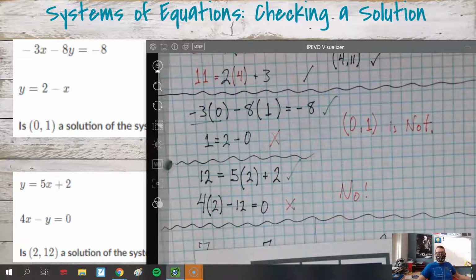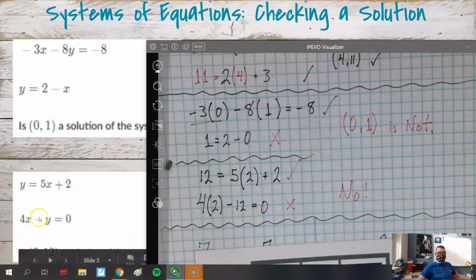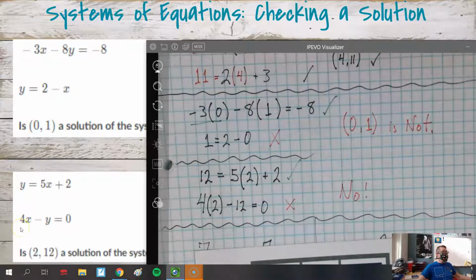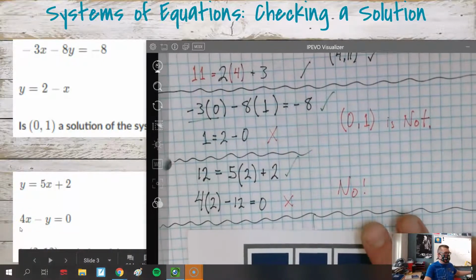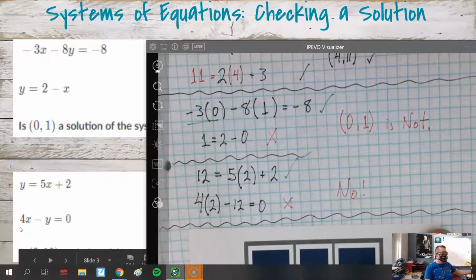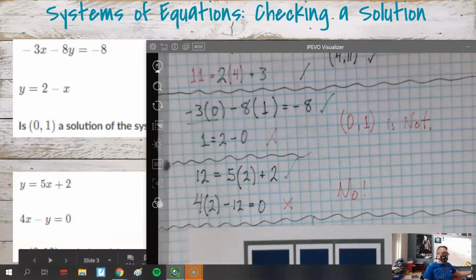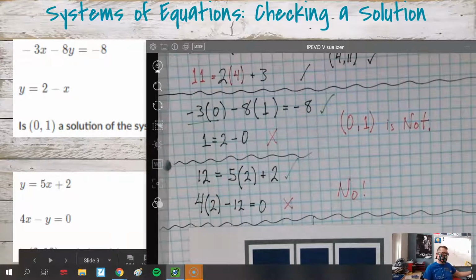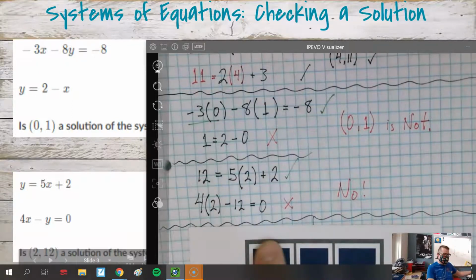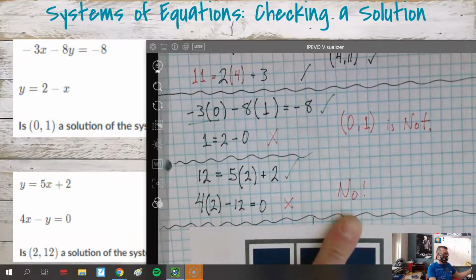The second set does not work either. Again, because the second equation comes out to be false. We are about to move on from this. Does anybody have any questions about what we just did for checking if a coordinate is a solution? We plug it in. If it's false, it's not a solution. Zoe?